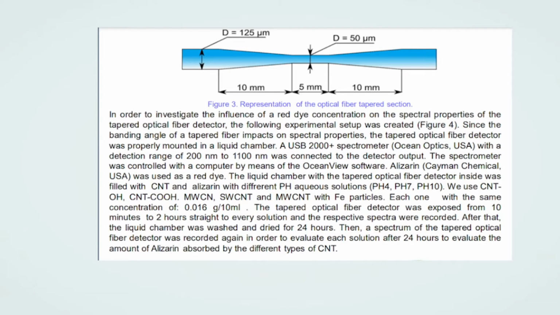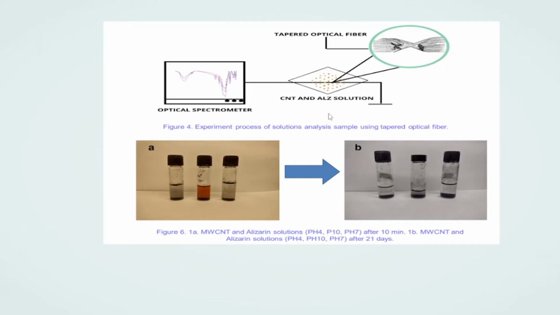Then a spectrum of the tapered optical fiber detector was recorded again in order to evaluate each solution after 24 hours, to evaluate the amount of alizarin that was adsorbed by the different multi-wall carbon nanotubes. Here is a little representation of the experiment, and down here we have the multi-wall carbon nanotubes and alizarin solutions of pH 4, pH 10 in the middle, and pH 7 after 10 minutes. And on the other side, we have the alizarin and multi-wall carbon nanotube solutions with their respective pH after 21 days. As we can see, the color changes, especially at pH 10. It means that the alizarin has been adsorbed by the multi-wall carbon nanotubes.